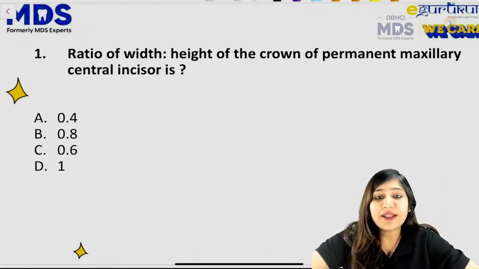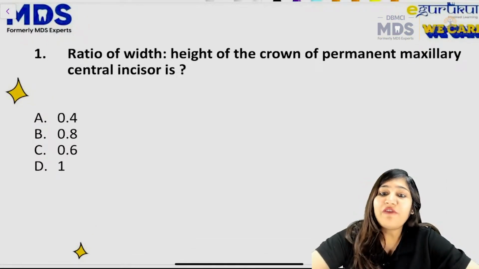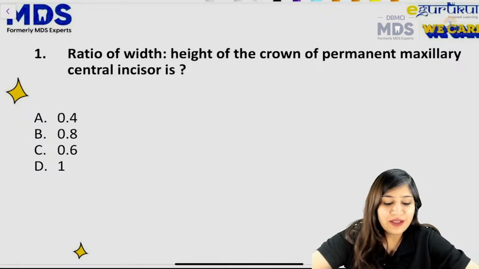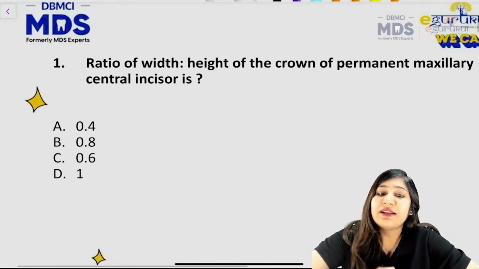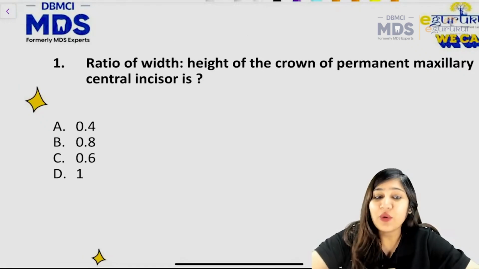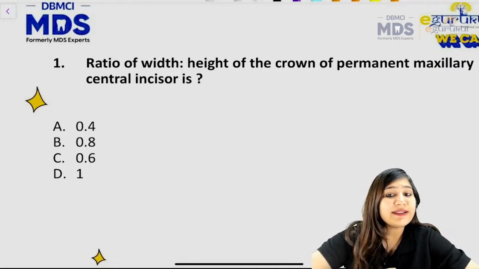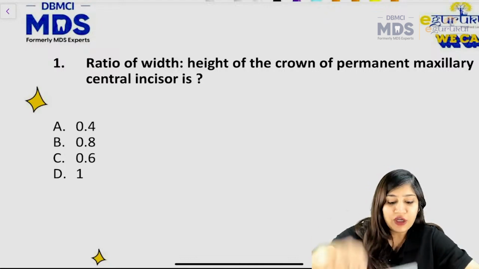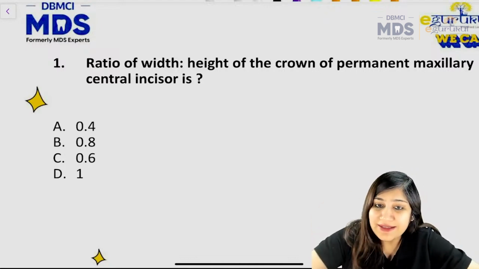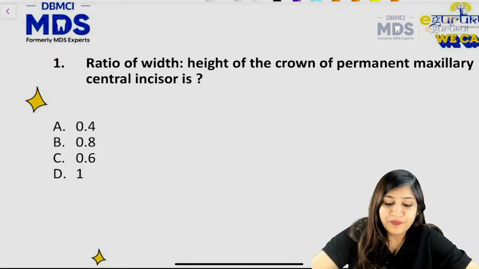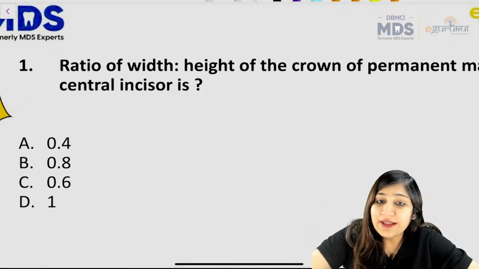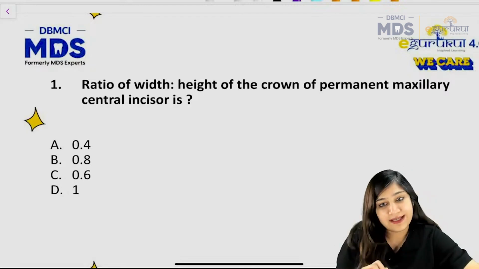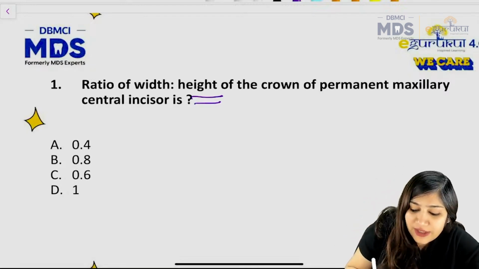the ratio of width to height of the crown of a permanent maxillary central incisor is, options are 0.4, 0.8, 0.6 or 1. So for coming to the conclusion for the answer, first we need to know what is the width and height of the crown of a permanent maxillary central incisor. Height means what?